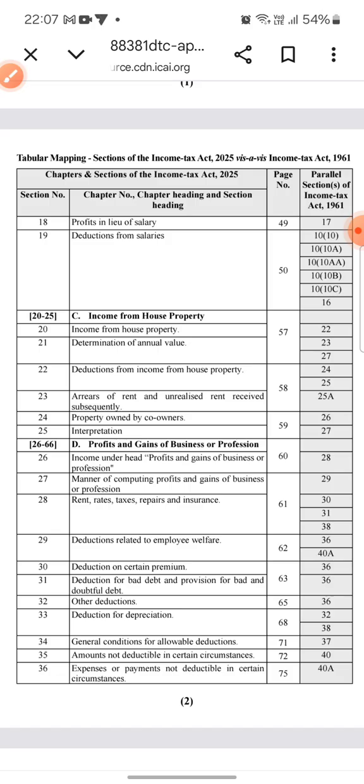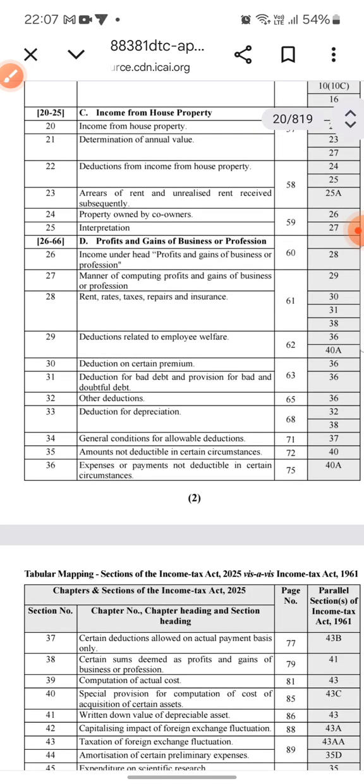So in this way we find that the number of sections is going to be reduced from the earlier section numbers mentioned in the Income Tax Act 1961.